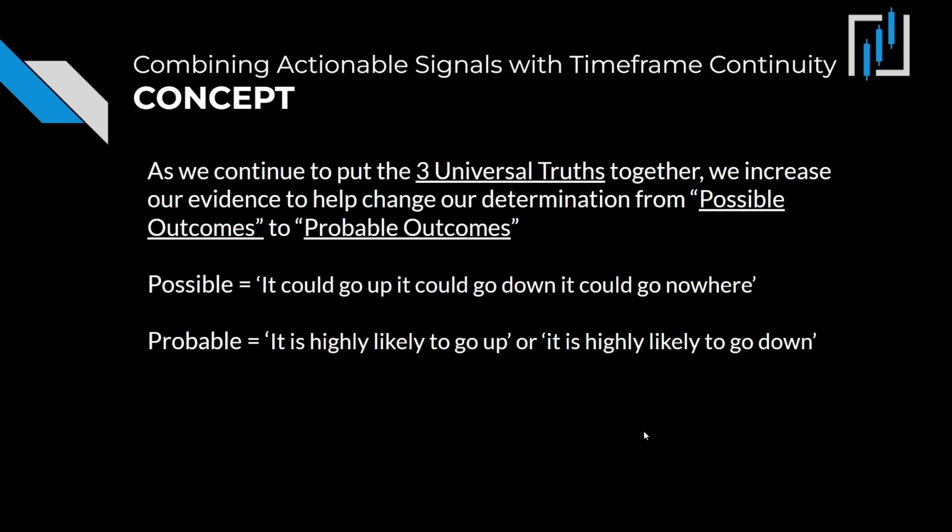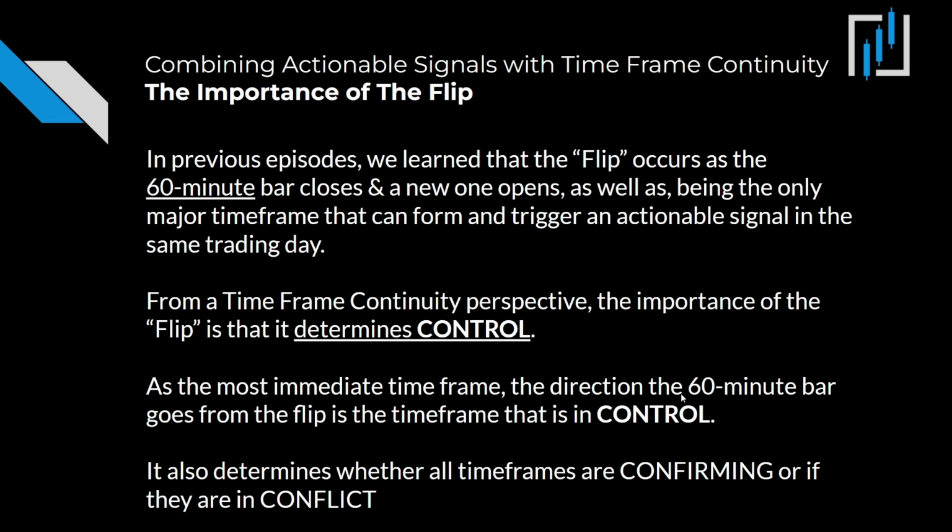Then the second is your time frame continuity. And the third is your price discovery broadening formation, which we get from the first universal truth that includes the 3. So as we continue to put these together, we increase our evidence to help our determination go from possible outcomes to probable outcomes. Meaning, from possible, it could go up, it could go down, it could go nowhere, to probable, where it's highly likely to go up or it's highly likely to go down.